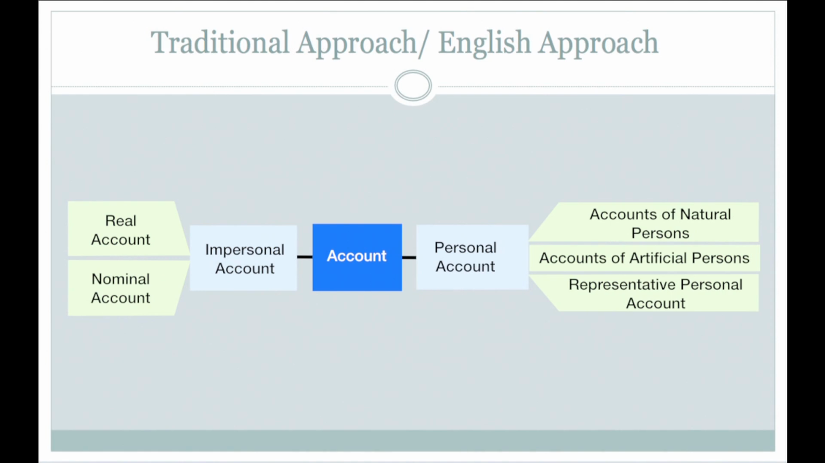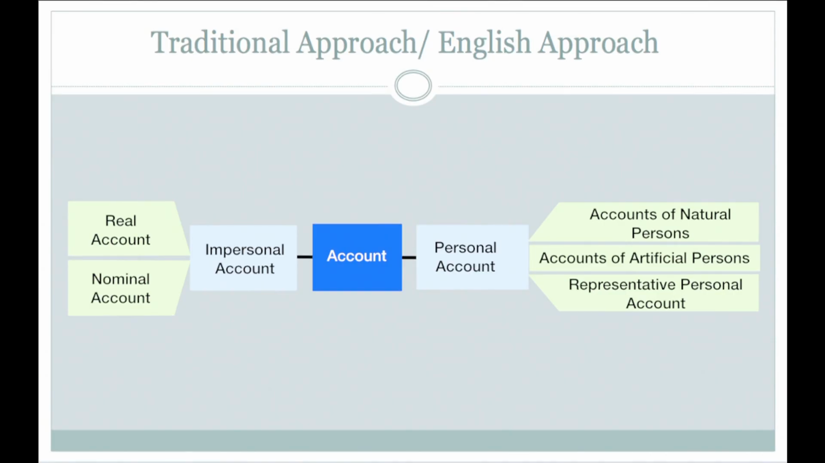Accounts of natural persons, like you and me, Mr. Ram, Ms. Sita, Mr. Jodu, etc., all natural persons. Then accounts of artificial persons, meaning the accounts of corporates, accounts of some organizations. For example, the account of my supplier, account of Reliance company, etc. These are all artificial persons, and for accounting purposes, we record them as a personal account. Then representative personal account. These things will be discussed later on also.